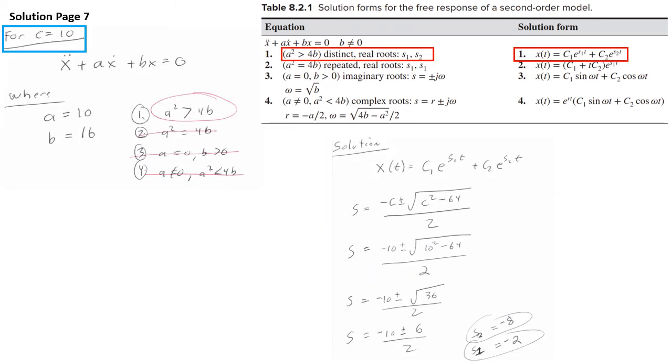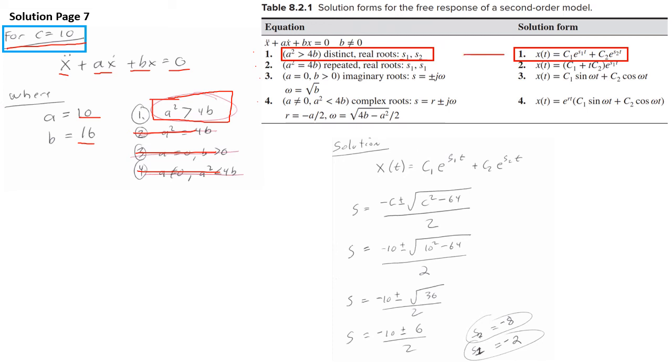So now we can move on to our fourth case here, for c equal to 10. We have our general equation x double dot plus a x dot plus b x is equal to 0. So we'll look through our four cases for a equal to 10 and b equal to 16, and what we end up with is it's not case 2, it's not case 3, it's not case 4, but it is case 1, where a squared is greater than 4b, and we have distinct real roots s1 and s2. So that's why we're going to go with 1.